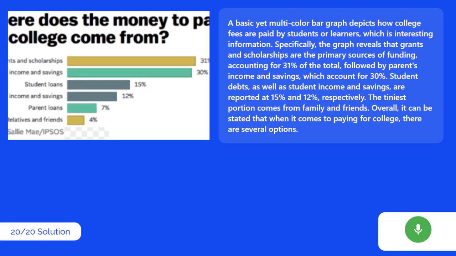A basic yet multicolor bar graph depicts how college fees are paid by students or learners. Specifically, the graph reveals that grants and scholarships are the primary sources of funding, accounting for 31% of the total, followed by parents' income and savings, which account for 30%. Student debts, as well as student income and savings, are reported at 15% and 12%, respectively. The tiniest portion comes from family and friends. Overall, it can be stated that when it comes to paying for college, there are several options.